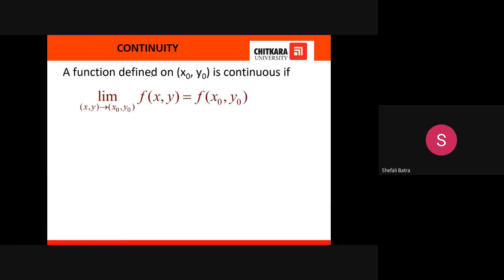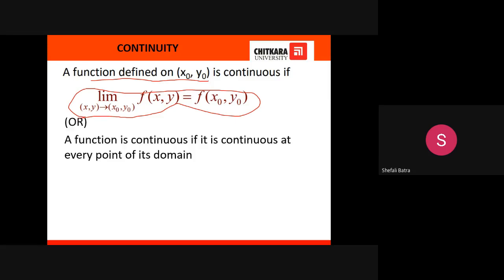Now, a function defined on this is continuous if the limit as (x, y) approaches (x naught, y naught) of f of x comma y is equal to f of x naught y naught. First condition, function must be defined on this. Second condition, limit must exist. And third main condition, both should be the same. Then you can say that the function is continuous. A function is continuous if it is continuous at every point of its domain.